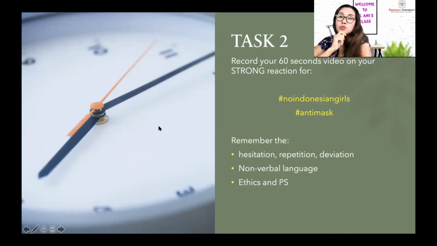You can choose one of these two tasks right here. The first one is the hashtag no Indonesian girls. The second one is hashtag anti-mask. Both hashtags have been circulated a couple of months ago on the internet. You can Google them. The first one emerged because of the incidents in Snapchat.